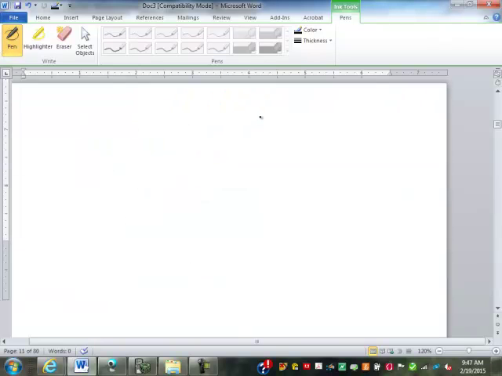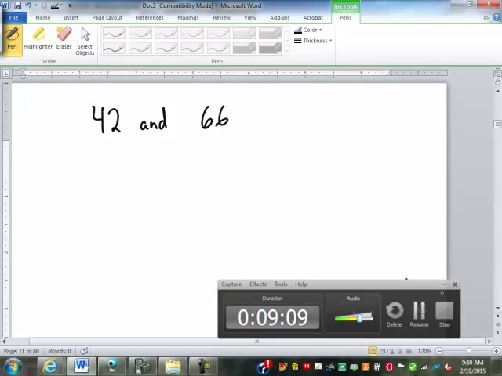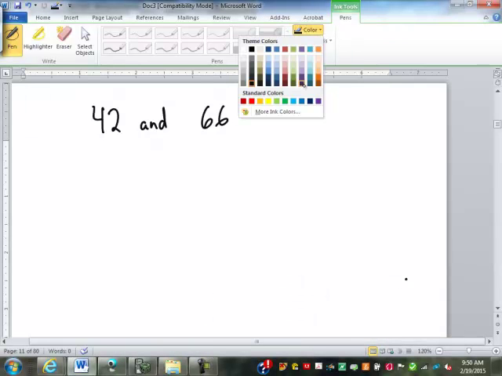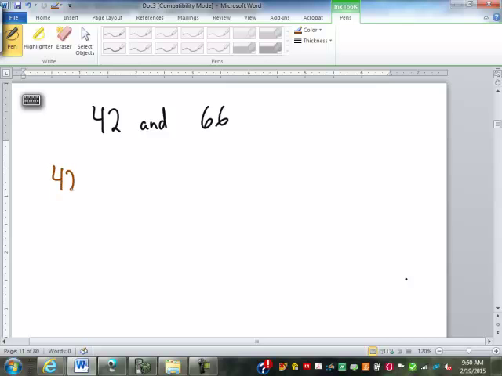Let's try a couple more. Let's see here. Let's do 42 and 66. Have you tried those? Let's just take a look at your factoring. What did you get for factors of 42? 2, 3, 7. Good. 66: 2, 3, 11. No 7. But you'll have to put a 7 eventually.